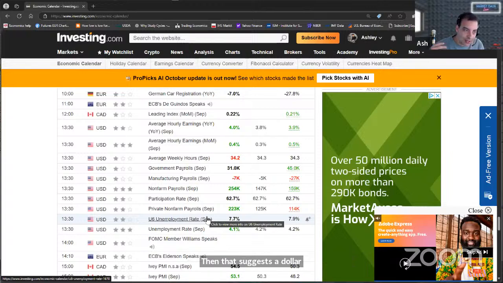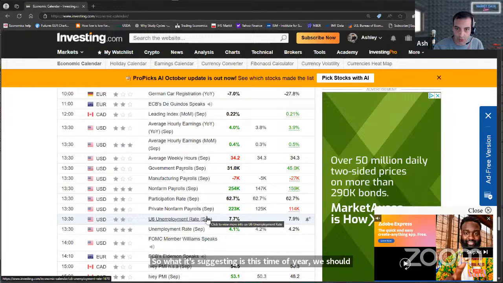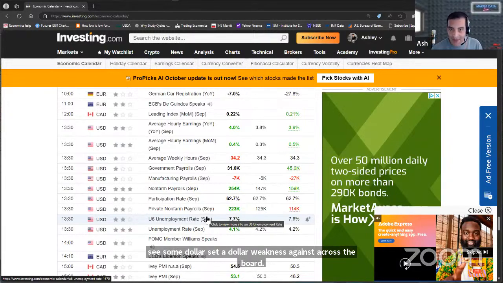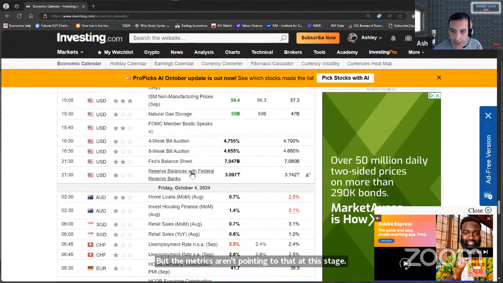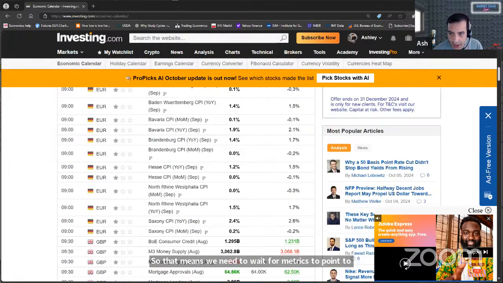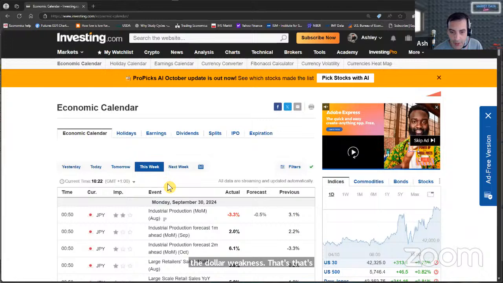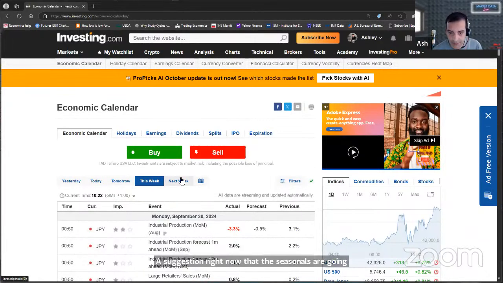What it's suggesting is that this time of year we should see some dollar weakness across the board, but the metrics aren't pointing to that at this stage. So we need to wait for the metrics to point to dollar weakness. That's all it's saying: we don't have a suggestion right now that the seasonals are going to work. That's really what this is telling us.